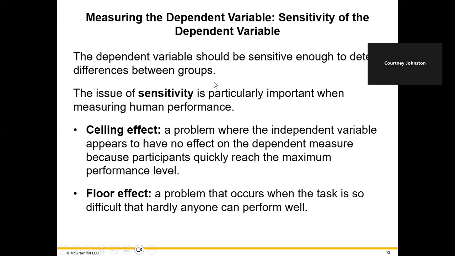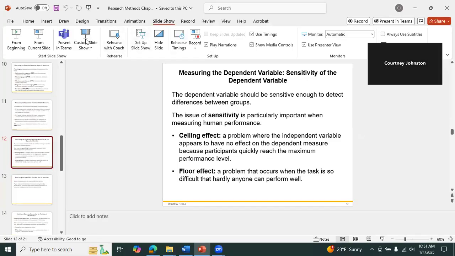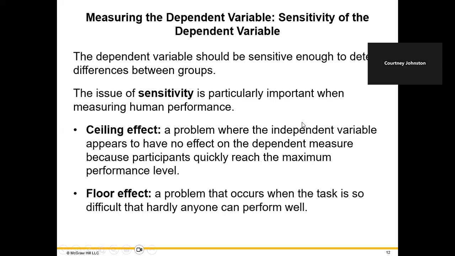All right, so additionally, in measuring the dependent variable, the sensitivity of the dependent variable is going to make a difference as well. It needs to be sensitive enough to detect differences between groups. This is going to be important when we measure, like, human performance. So there's a ceiling and floor effect. The ceiling effect is going to be an issue where the independent variable appears to have no effect on the dependent measure because participants quickly reach the maximum performance level.